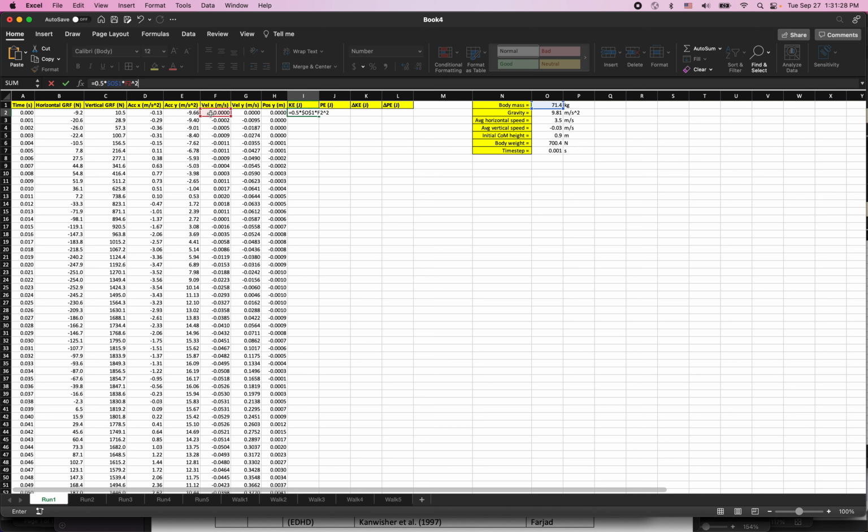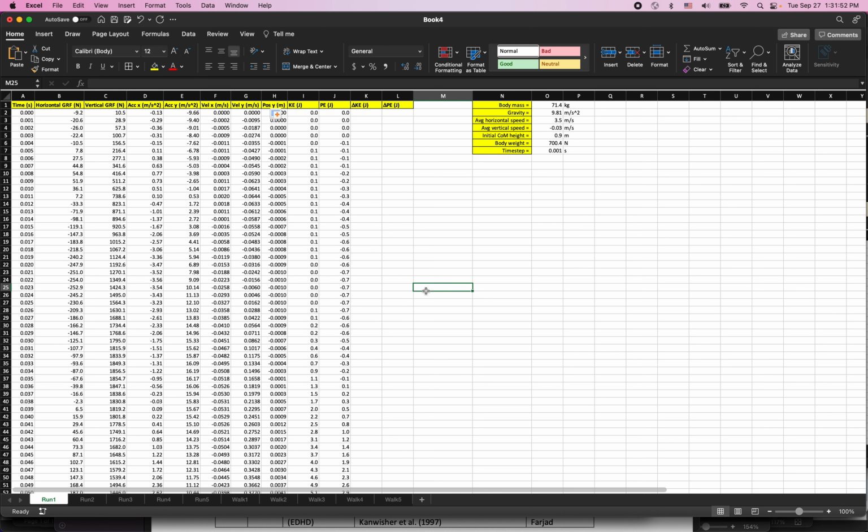And then I need to consider the kinetic energy in both directions, the horizontal direction and the vertical direction. So it's also going to be plus 0.5 times the same mass, and then times the vertical velocity squared. Okay. And then carry that all the way down.